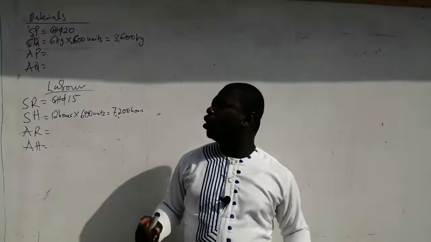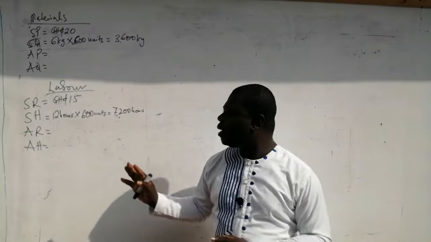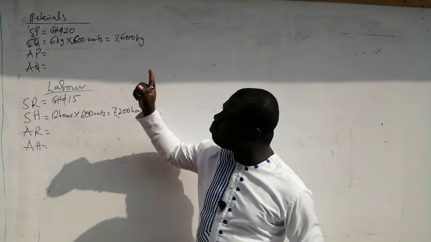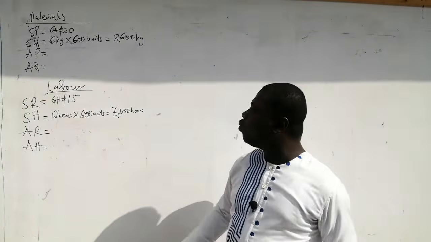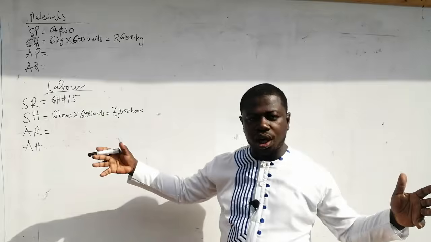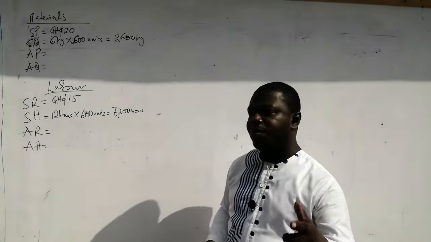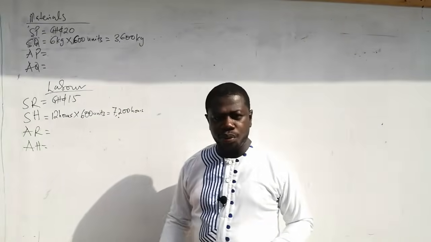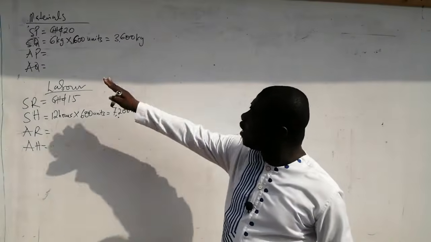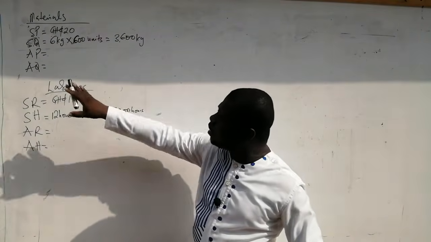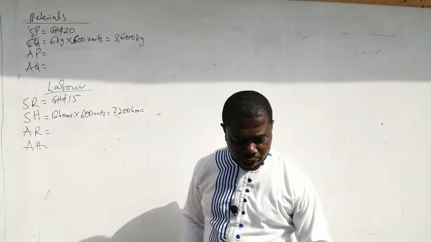Remember that I told you that for this, we are done with the standards, but remember that I told you that we need the prices and the rates per unit, but we need the quantity and the hours in bulk. And how do you get that in bulk? You multiply that by the actual units produced. Okay, so we are done with both the standard for materials and the standard for labor. Let us look at the actuals.